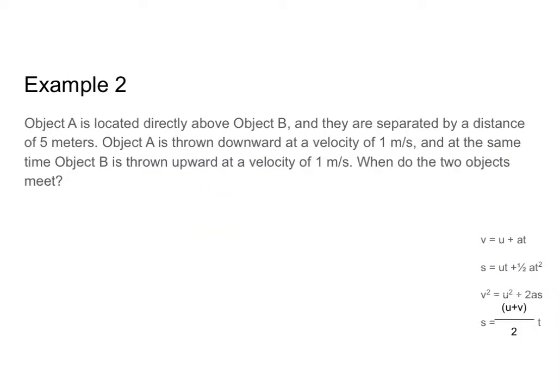So let's look at a slightly more complex example. This is a very IB style problem, so this is something you're going to want to take a little bit of a look at and really make sure you understand. Object A is located directly above object B, and they are separated by a distance of 5 meters. I'm going to make object A blue, and object B green. Object A is thrown downward at a velocity of 1 meter per second, and at the same time, object B is thrown upward at a velocity of 1 meter per second. When do the two objects meet?